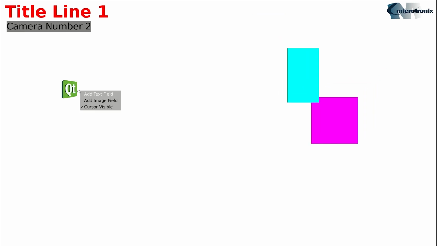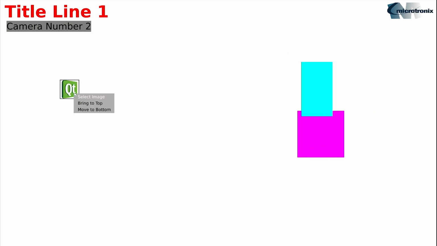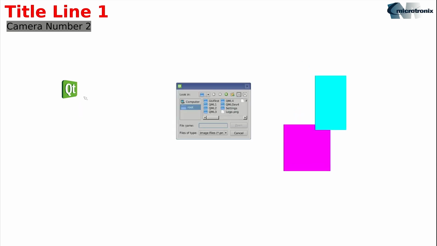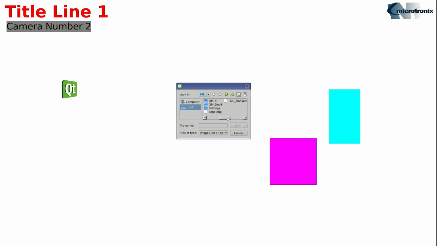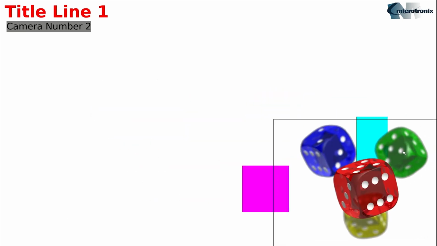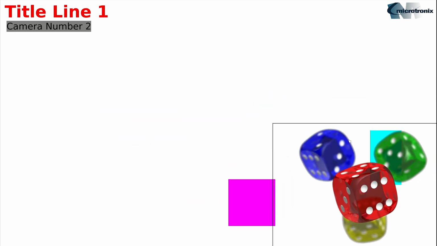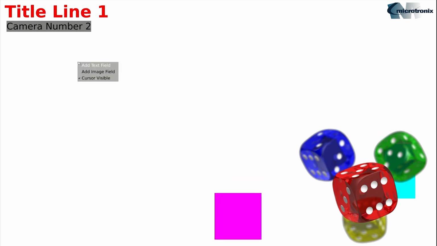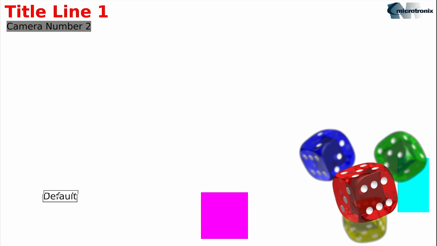Right-clicking on the surface, we will now enter a second graphic field. Selecting Add Image Field on the menu using the File Selection window, we browse for the image, in this case, a set of transparent dice. We will now position them to the bottom right. You will notice the dice was created with an alpha transparency.